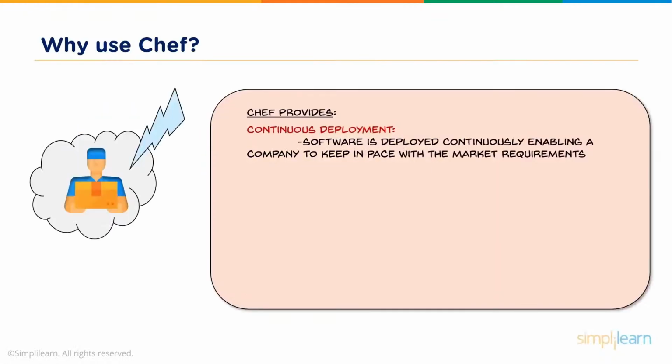So what does Chef provide? Chef provides continuous deployment. So when you look at the market space today, you see how products and their updates are coming out in a matter of days. So it's very important that a company is able to deploy their product the minute it's ready, so that once it's out, it's not already obsolete.